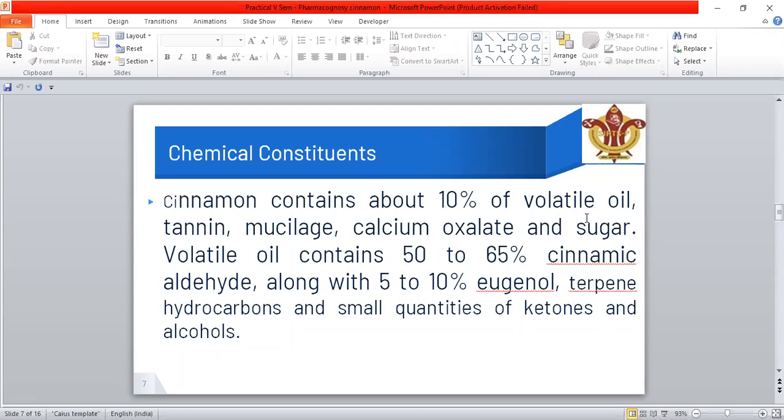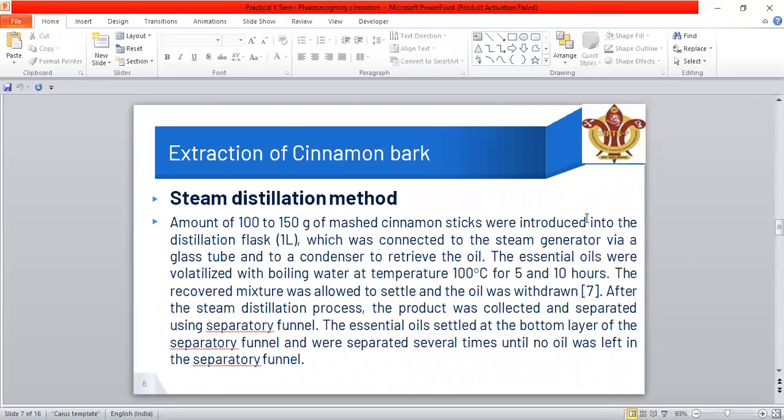That is why cinnamon has a specific odor, a specific spicy smell, because of cinnamic aldehyde, and it also contains eugenol. This is part of the topic: we need to understand how cinnamic aldehyde and eugenol can be extracted from cinnamon. Since we are taking this drug for the process of extraction, this is steam distillation.